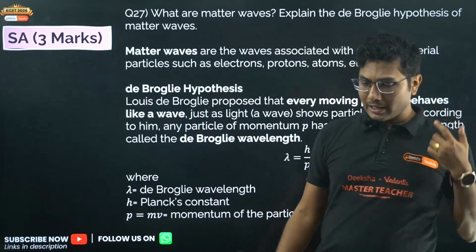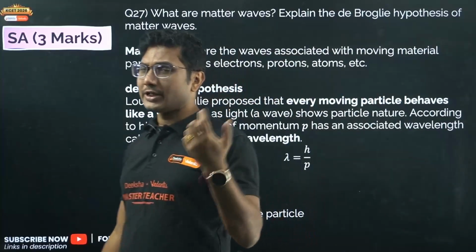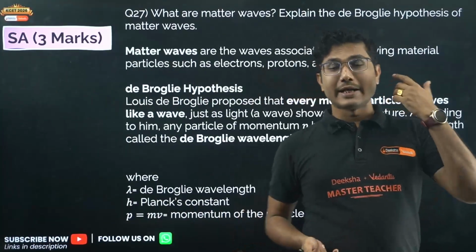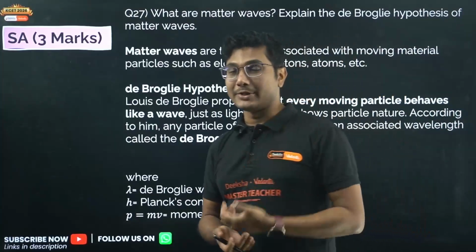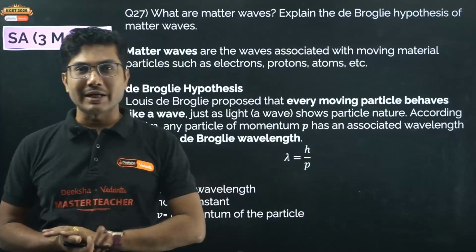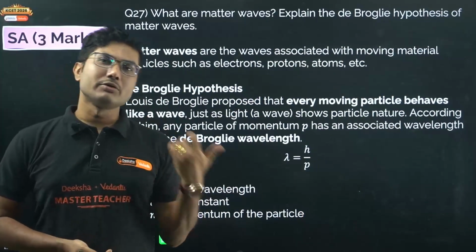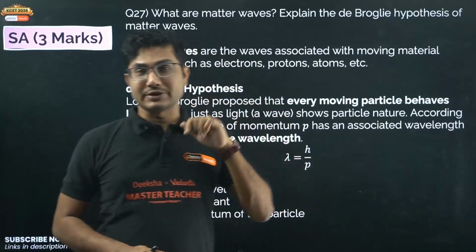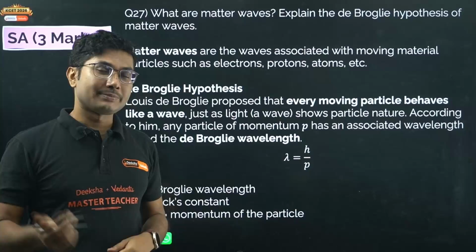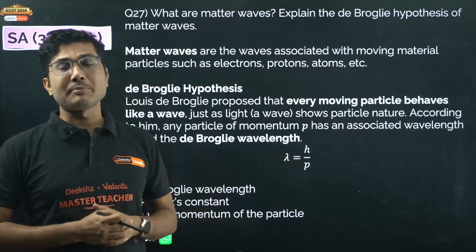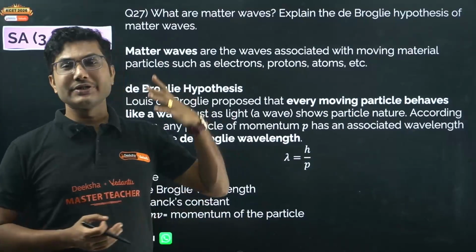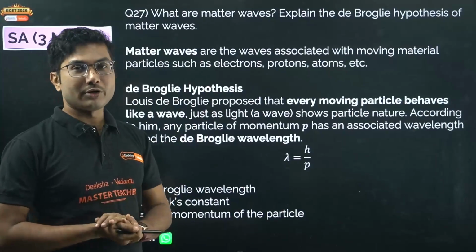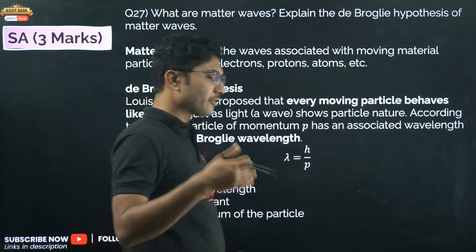when this entire photoelectric saga was going on, Einstein's explanation etc. was going on, he suggested that nature likes symmetry, and that's why if light can behave like a particle, then particles will also behave like a wave. That was his point. That's why it is called a hypothesis. Later on, Davisson and Germer did an experiment and proved this hypothesis. It is no longer a hypothesis, this is a theory now.